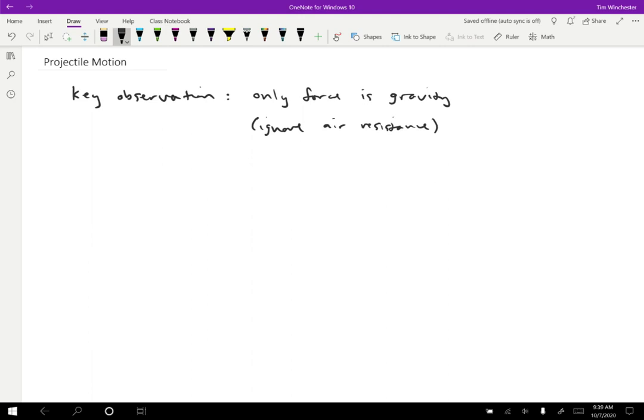But for studying how a missile moves or something like that, or an airplane, or a curveball in baseball, for those you need to know all about the air resistance. But for the sorts of things we'll be doing, that won't be important.